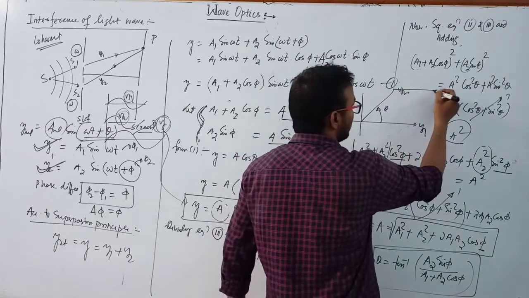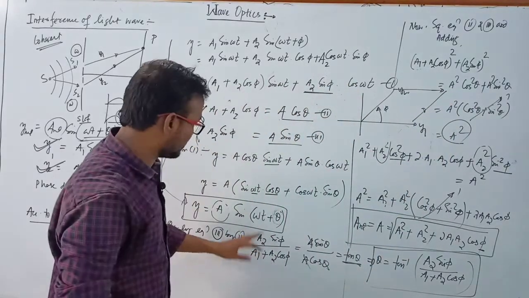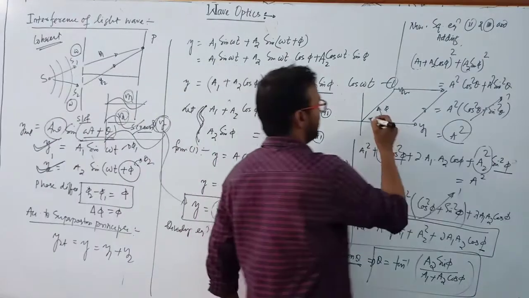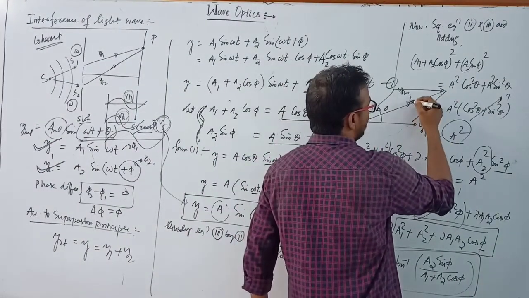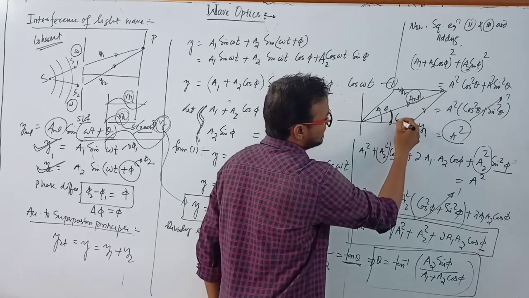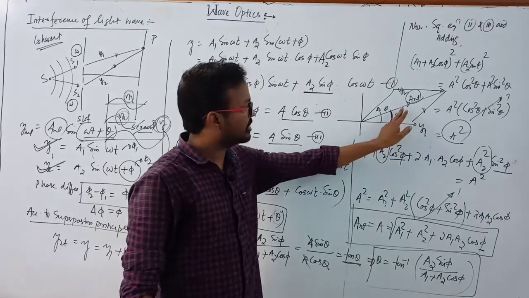And if we draw a parallelogram, this amplitude is not a vector, and we have to use the parallelogram condition. Then we get a resultant, and this resultant is known as A net or A, and this angle is known as theta, and theta gives the direction of the resultant wave.